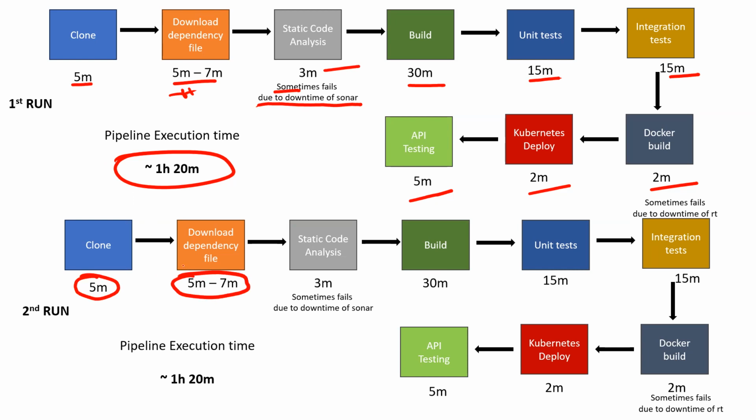There is no rule that after clone only, download dependency file should run. Clone can happen in parallel and download dependency file can also happen in parallel. So rather than executing these two stages sequentially, I will execute them in parallel. When I do that, I can reduce almost 5 minutes of execution time.